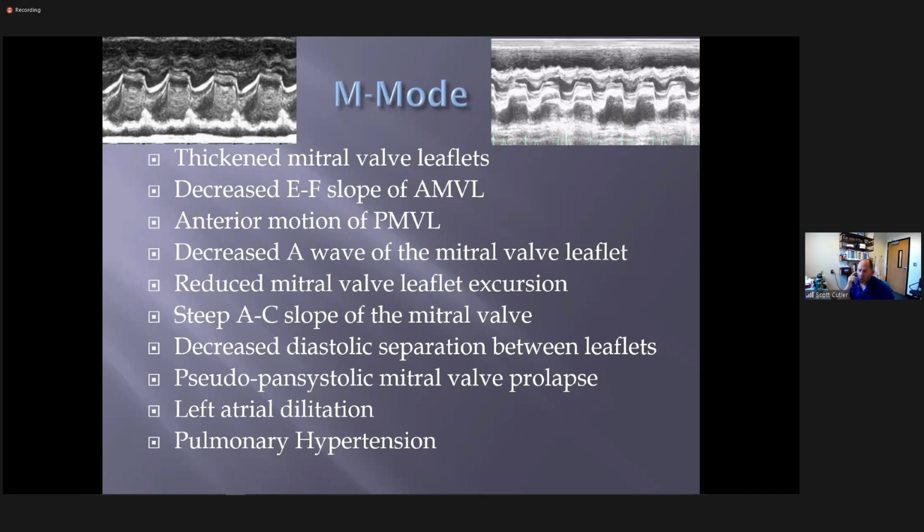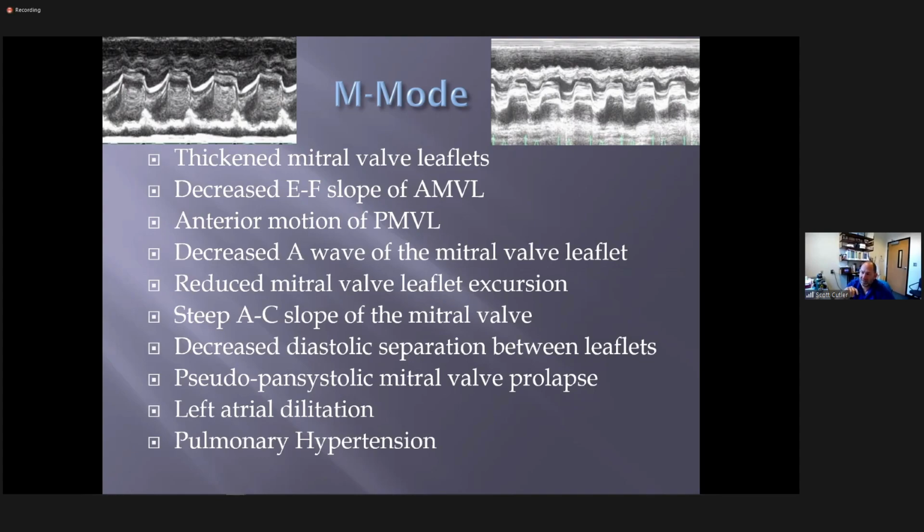So the anterior motion of the posterior mitral valve leaflet is because it's tethered to the anterior, so that's dragged up instead of reflecting opposite of what the anterior leaflet usually does. Decreased A wave of the mitral valve leaflet. Reduced mitral valve leaflet excursion, so it doesn't travel quite as far, again, because they're tethered together. The AC slope, if you were to measure that, is steeper. There's a decrease in diastolic separation between the leaflets, which I showed you, just the difference between the distance between the posterior and anterior.